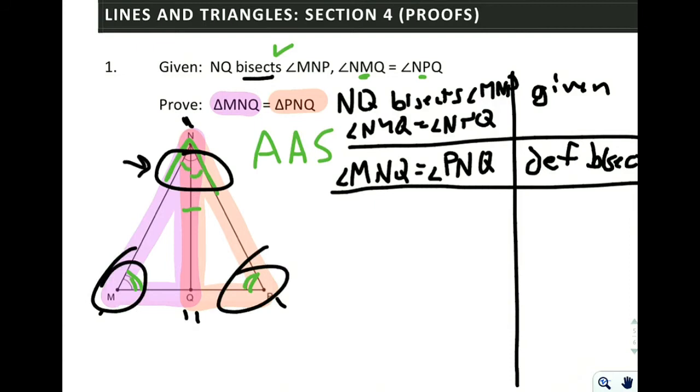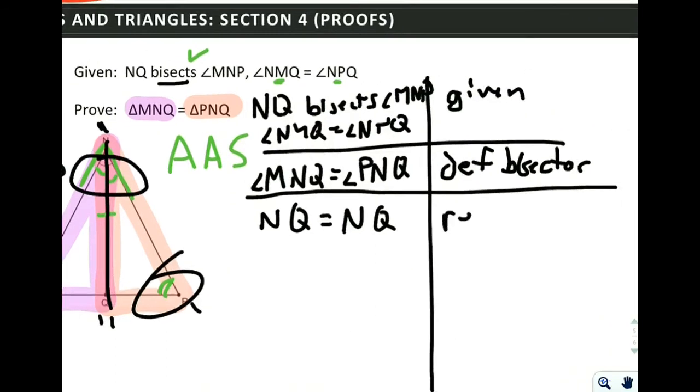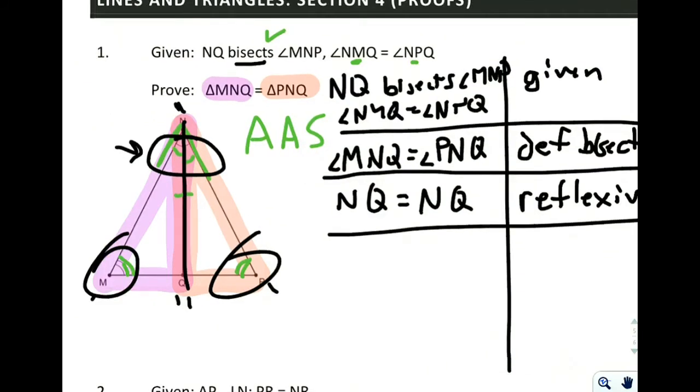We need to say something about this side, this NQ that's being shared. So we're going to say that NQ is equal to NQ. And the reason for that is reflexive. So by the reflexive property, we get that NQ equals NQ. Now we have our angles, and then our sides that are equal.